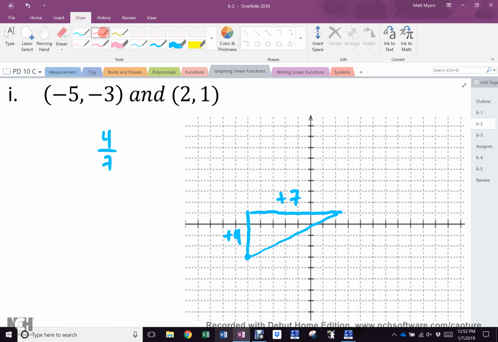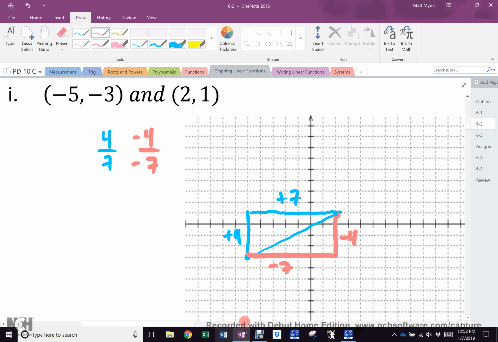4/7. What if I go the other way? What if I start here? 1, 2, 3, 4. Negative 4. And then I go this way. Negative 7. Negative 4 divided by negative 7 is the same as 4/7, isn't it? Everybody cool? Easy peasy lemon squeezy, right?